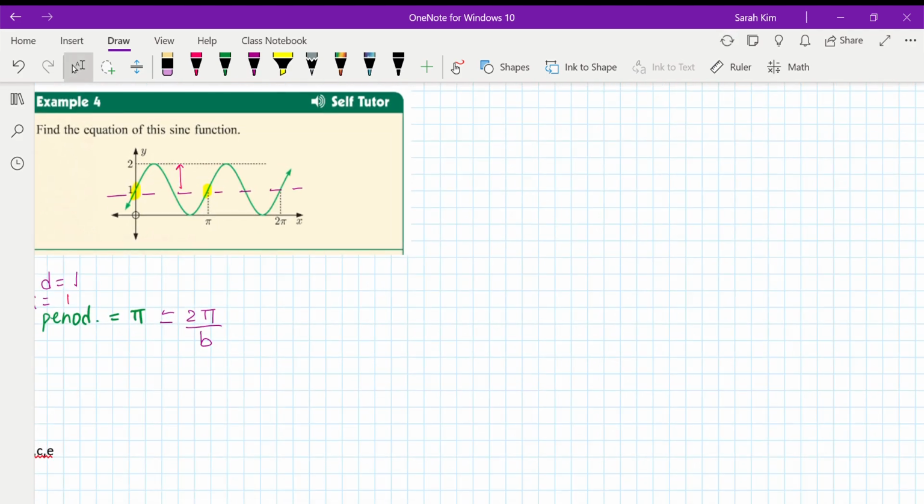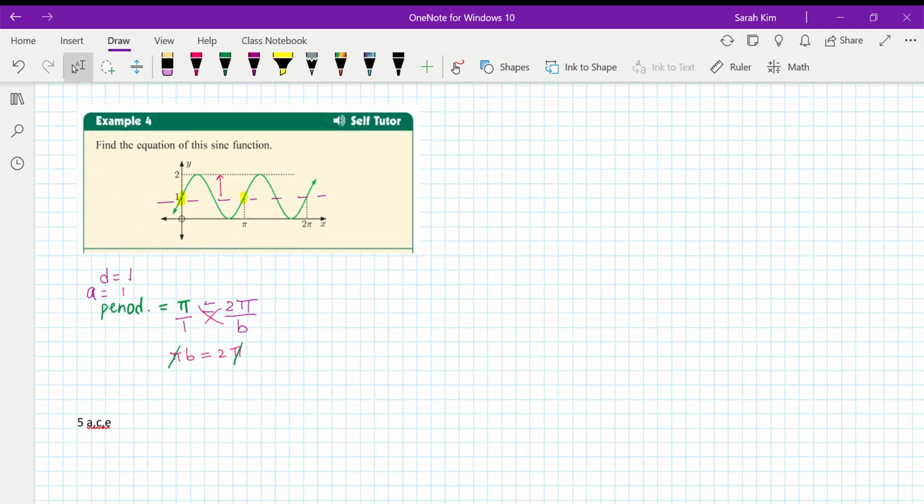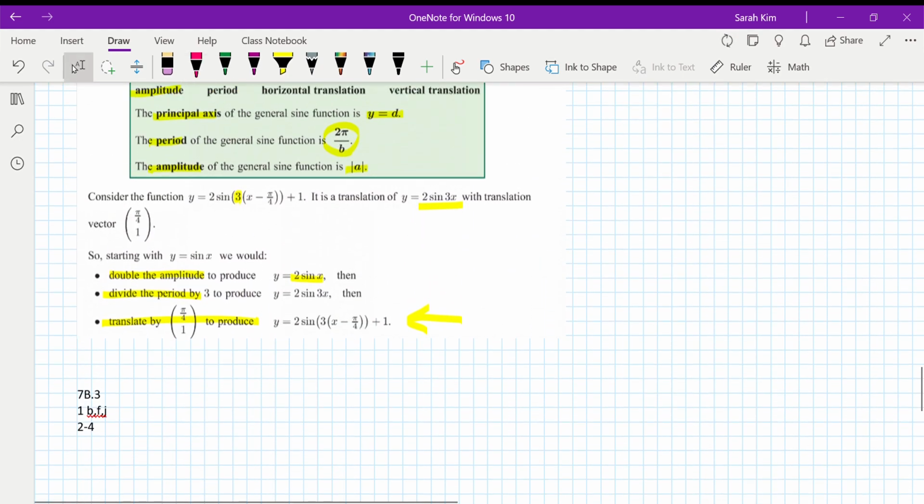Let's rearrange it. Pi cancels out from each side. Oh, that's not going to work. Maybe I'll just cross multiply. So if I cross multiply, I get pi b equals 2 pi. As you can see now, I can cancel both pi. So my b equals 2 is what I get. So I just need to figure out my c. What was c? Let's go back and have a look.